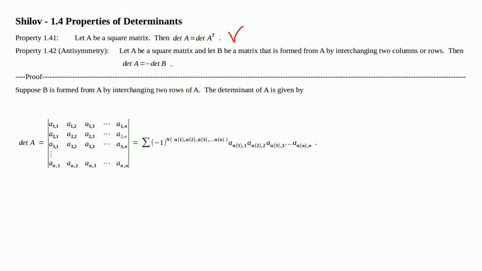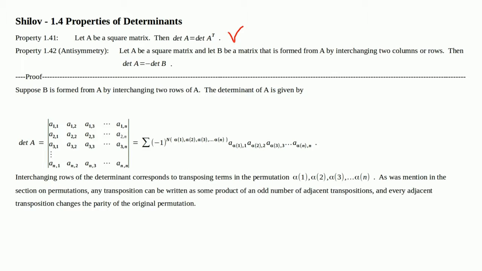So anyways, interchanging rows of the determinant corresponds to transposing terms in the permutation alpha 1, alpha 2, alpha 3, all the way through alpha n. Right, because that's the definition of the determinant, really. Anyway, so as was mentioned in the section on permutations, any transposition can be written as some product of an odd number of adjacent transpositions. And every adjacent transposition changes the parity of the original permutation.